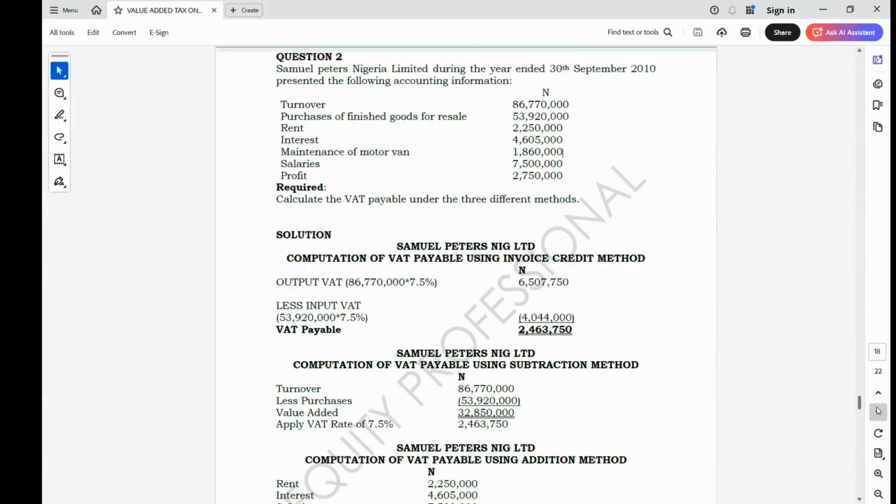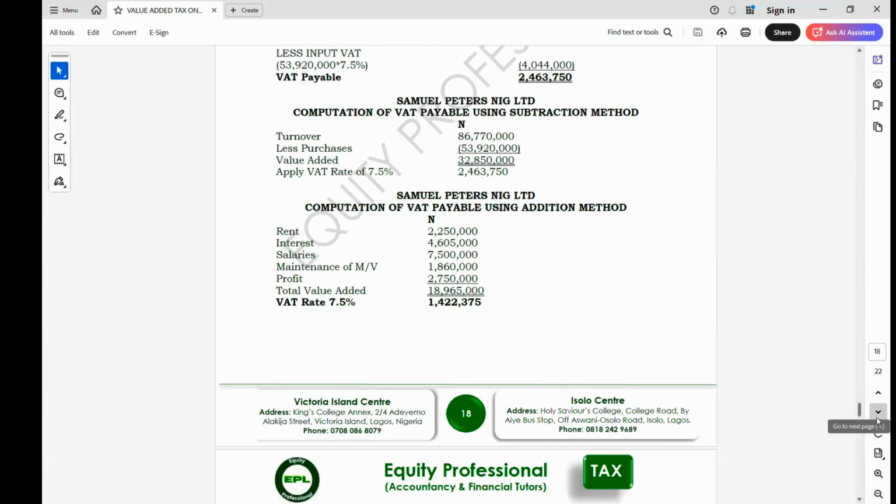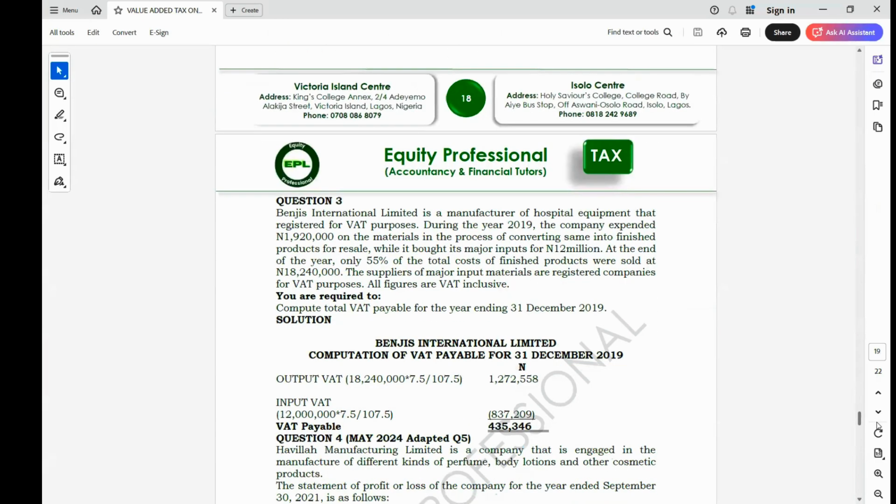So we also have the solution here, under the value-added tax. Then we also have another question, number 3.